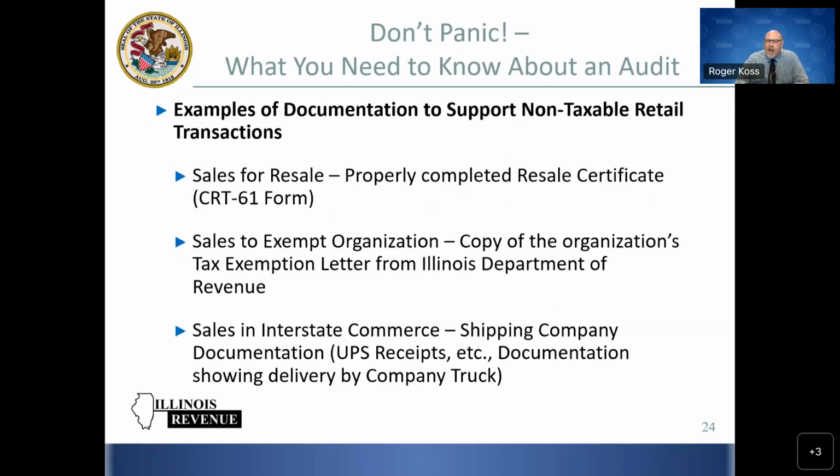Sales in interstate commerce: if you are a retailer and you make a sale to an individual that is located, say, in the state of Indiana, there needs to be some sort of documentation that shows that the tangible personal property was actually shipped to or delivered outside the borders of the state of Illinois. Therefore, it could be UPS receipts, it could be common carrier, or if you delivered in your own truck, there would have to be some type of a log that shows that your truck did travel outside the borders of the state of Illinois.